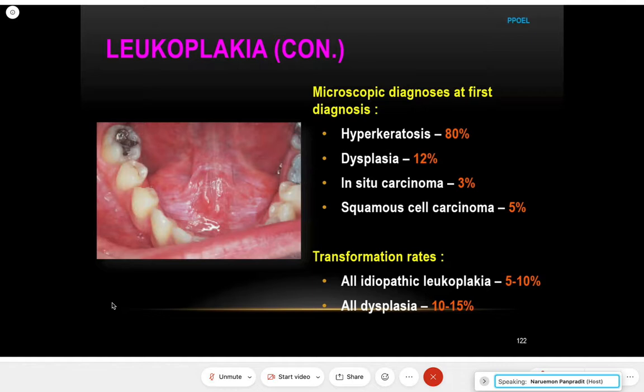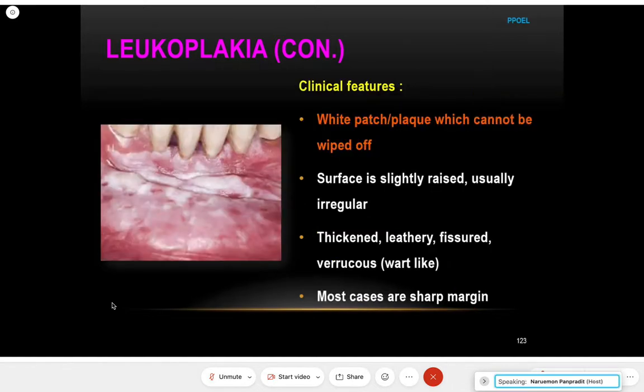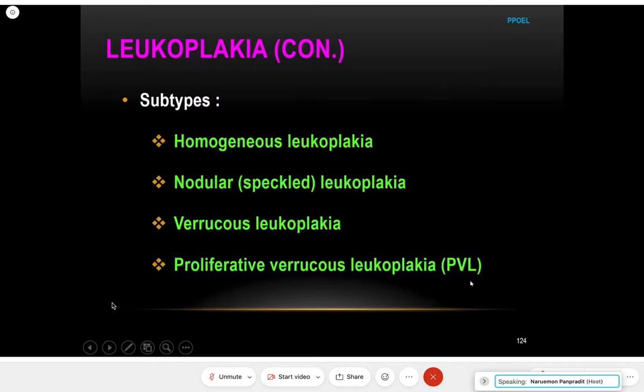This is a leukoplakia. And if you see a thick white surface, you have to try to scrape or wipe it. If it cannot be wiped off and you cannot categorize it in another group, you put it as leukoplakia, and be careful to refer the patient for a biopsy, which is better. Most cases have a sharp margin. There are also subtypes of leukoplakia: homogeneous leukoplakia, nodular or speckled leukoplakia, verrucous leukoplakia, and proliferative verrucous leukoplakia.